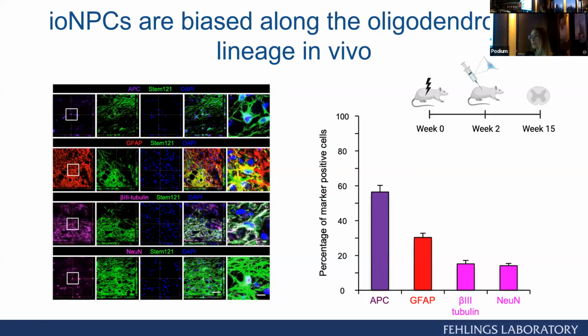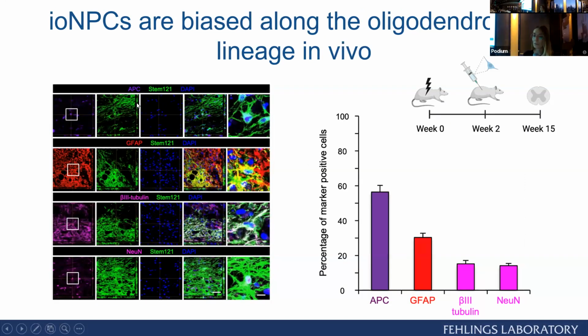So we next aim to assess these cells in vivo. And so we transplanted them into rats that had a spinal cord injury 2 weeks following injury. And then at week 15, we sacrificed the animals and performed histological assessments.